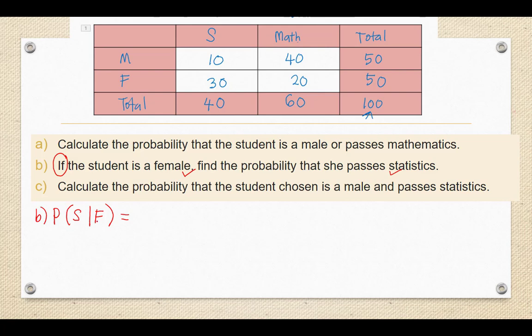So as given F, we are going to use the formula: probability of S intersect with F divided by probability of F. For the intersection, we look at statistics intersect with female, which will be 30. Make sure you put the probability, so 30/100 divided by female. Female will be 50, so put 50/100. And then we are going to get 3/5.